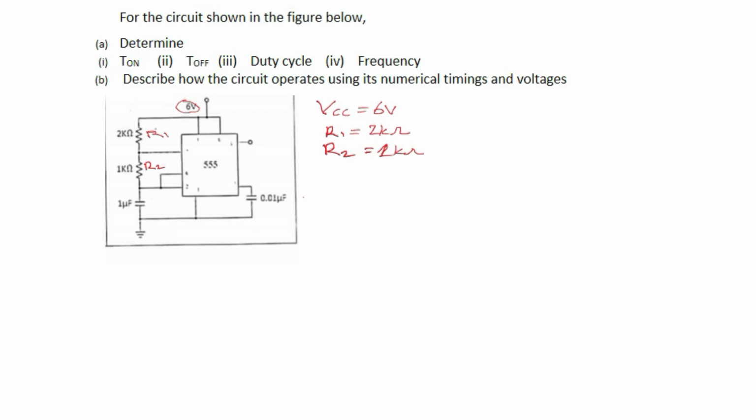Then next, we are given our capacitance. Now here we would be thinking there are 2 capacitors attached to the astable multivibrator. Well, you don't need to worry about this one because this capacitor is used for noise prevention. It is always connected to the control pin, which is pin 5, of the 555 timer. And this is not normally used in our calculation because it's just for noise prevention.